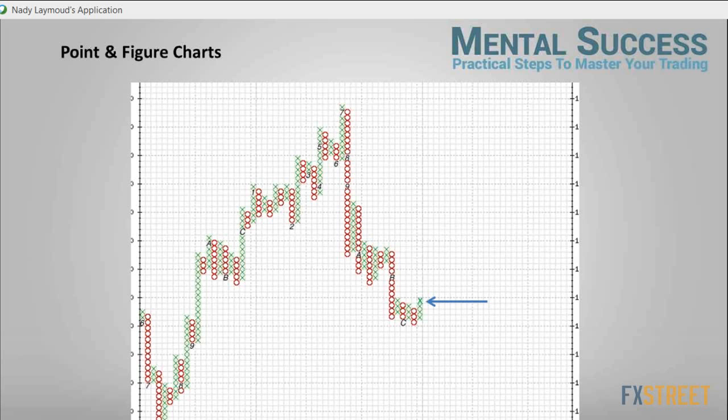So, to draw another X here, we need price to move up by 40 pips. It doesn't really matter if price moved up by 40 pips in the next 5 minutes or in the next 5 hours. If price moved up by 40 pips, we draw another X. If price moved up 39 pips and reversed direction, then we do not get to draw another X. By now, you can see why point and figure charts are time independent.